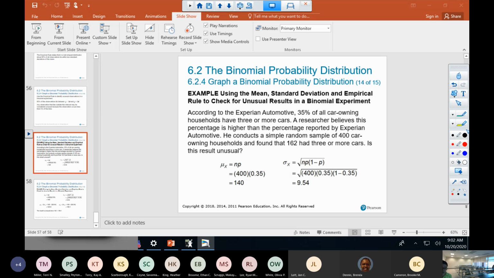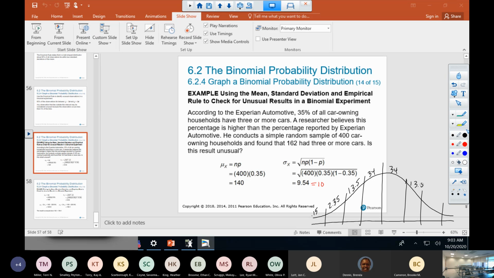Good. Now I'm going to make this a 10, because I don't want to have to figure all that in my head. So I'm going to draw a bell curve. I don't have much room, but I'm going to draw it right here. And this is 0.15, 2.35. Y'all remember now? 13.5, 34, 34, 13.5, and 2.35, and 0.15. And of course, we know that this means outliers. And this means unusual.